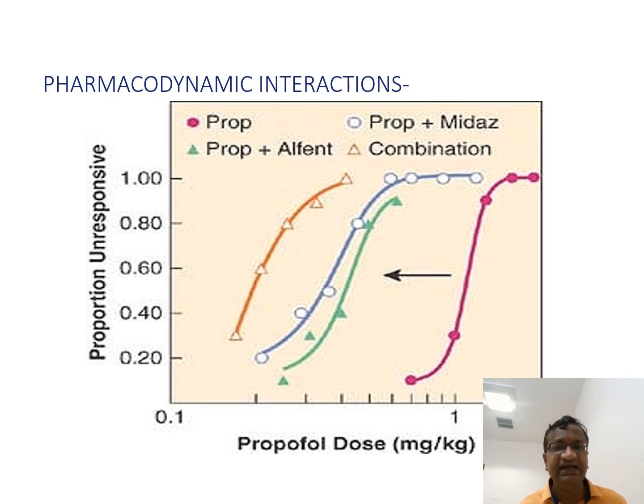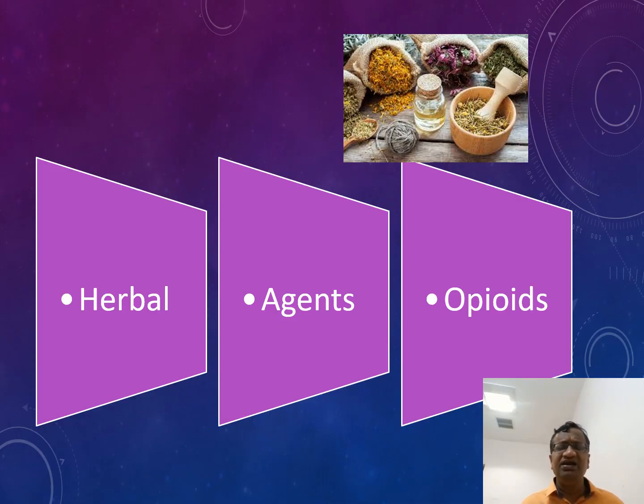See here, the red is only propofol. The dose needed for unresponsiveness is on the graph here. Now green is propofol plus narcotic. The blue is propofol plus midazolam. And this is propofol, midazolam, and fentanyl. If you give both the drugs and propofol, your dose for unresponsiveness is going to be here. You can see 0.2 or 0.3 milligrams per kg rather than 1 milligram per kg. This is a pharmacodynamic interaction. There is no pharmaceutical, no pharmacokinetic interaction. Herbal agents and opioids is a separate topic.